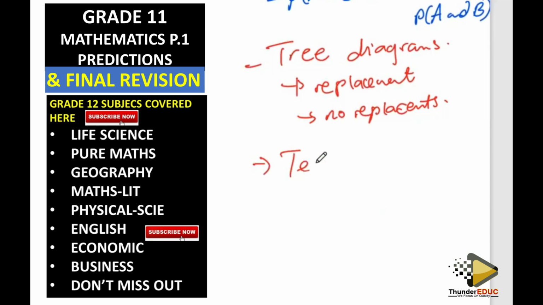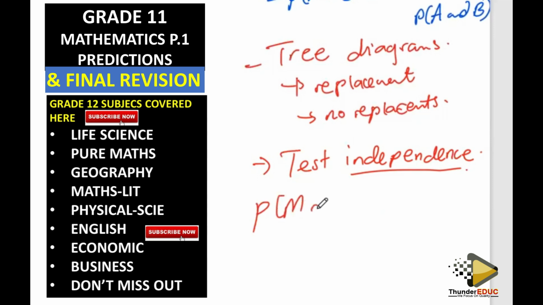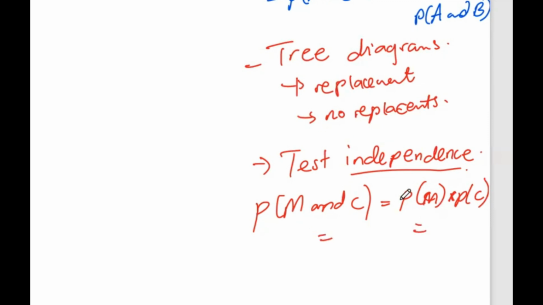Then after that, we also have independence, or testing for independence. In other words, you'll be given a two-way table or a contingency table, and then they ask you if some events are independent. Let's say I'm talking about male and choosing cheese, are they independent? So you just get the probability of male times the probability of choosing cheese and see if you multiply the two, it gives you the same probability as the male chose cheese. If the answers are the same, then the events are independent. If they are not the same, then the events are dependent.